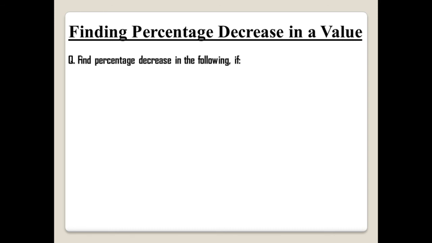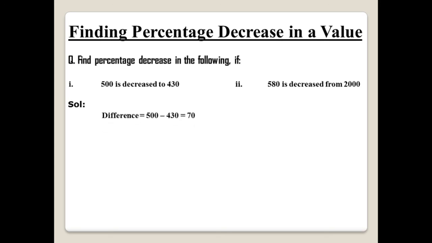Similarly, for the percentage decrease, we will solve the questions below. It's 500 is decreased to 430 and 580 is decreased from 2000. For the first question, the original value is 500, new value is 430, difference will be 70, and the percentage decrease is 70 over 500 multiplied by 100%. Cancel 100 and 500, the zeros will be cancelled out, and then 5 ones are 5 and 5 14s are 70, and the answer is 14%.